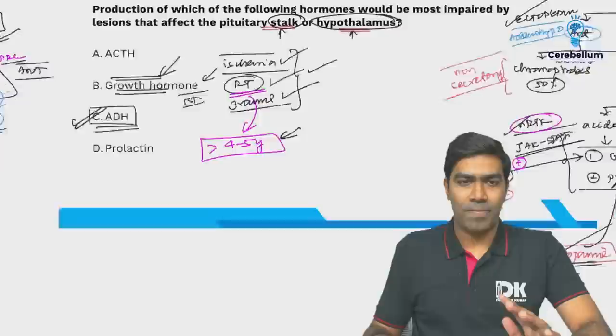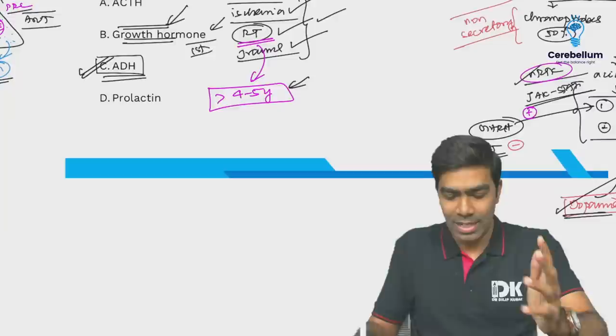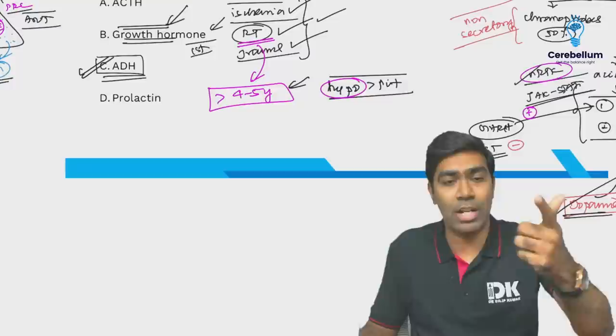At what doses? What effect? Which is more susceptible to radiation induced injury? It is the hypothalamus. Hypothalamus is more susceptible than pituitary for radiation related injuries. Pituitary is quite resistant, honestly. Hypothalamus is more susceptible to radiation induced damage.